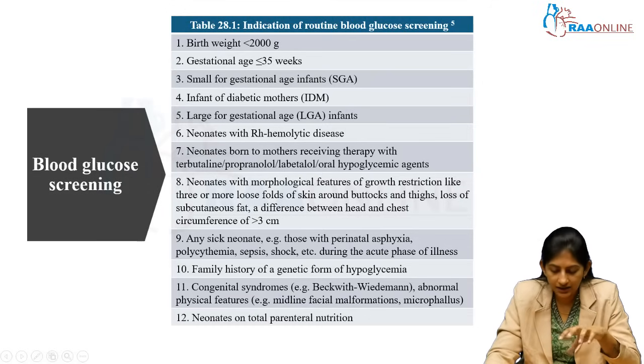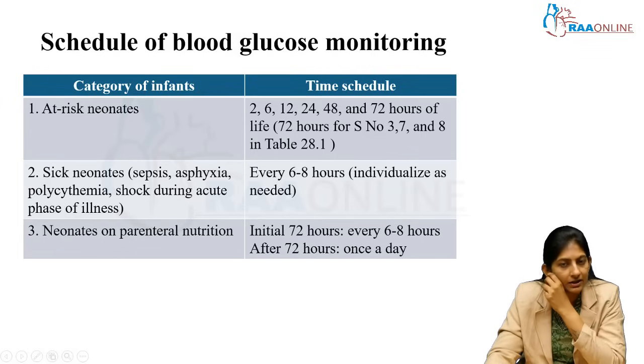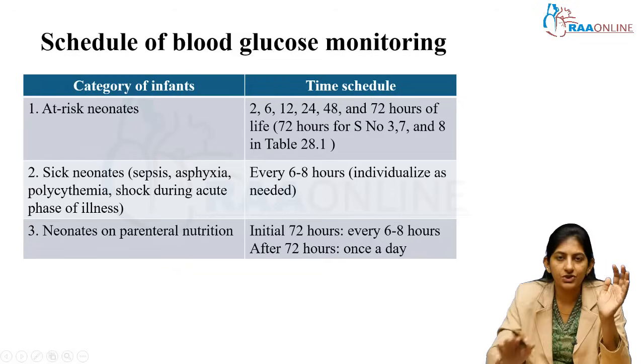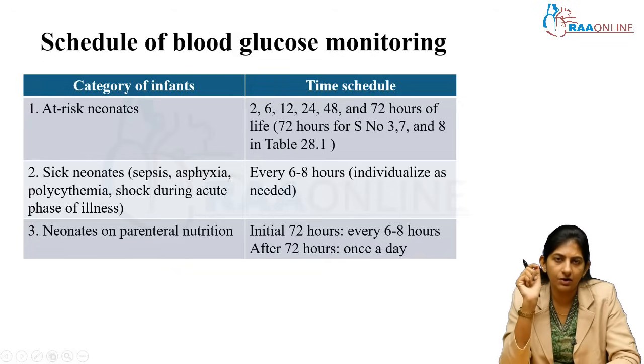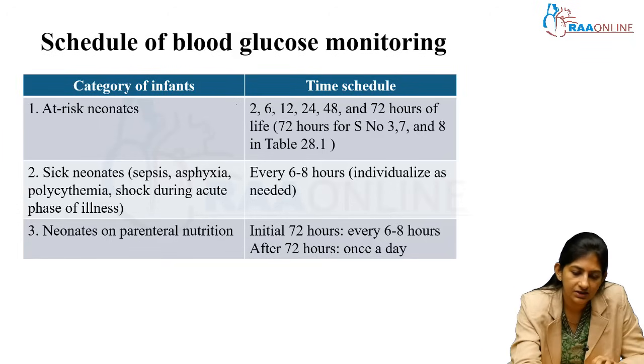These are all the indications for routine blood glucose screening. I'm sure all of you are doing it. This is a tabular column which tells how frequently you have to check the blood glucose levels. The at-risk neonates are given in the previous table. Apart from that, there are the sick neonates and neonates on parenteral nutrition, and there are a few changes in how you are going to monitor frequently. First, for at-risk neonates, we start at birth, that is 0 to 2 hours. Usually we start at 30 minutes, then 1 hour, and then go to 2 hours.